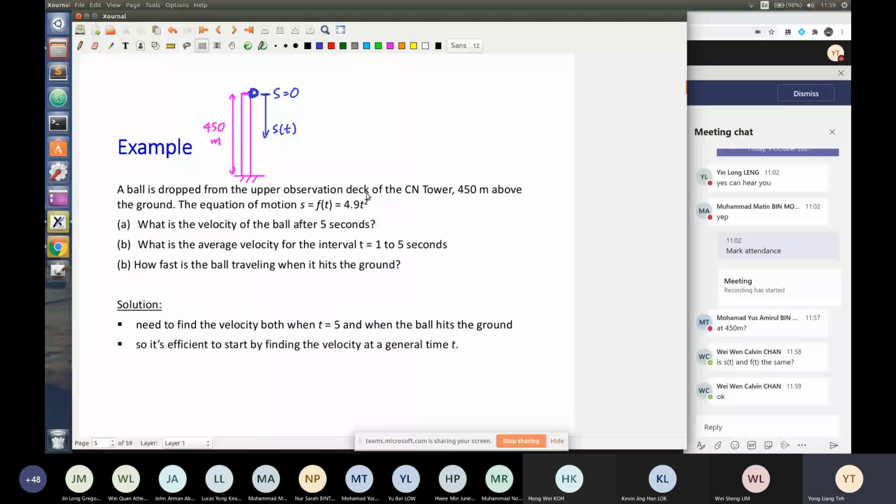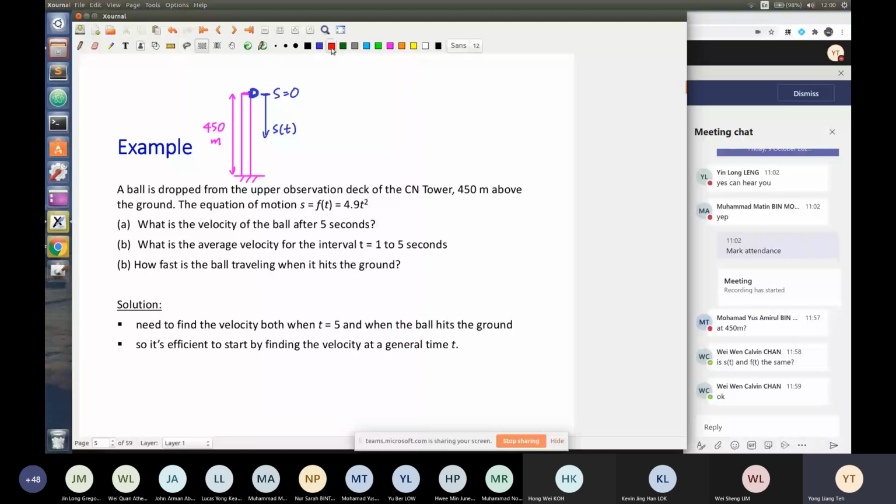So what is the velocity of the ball after 5 seconds? First, we have to find the velocity function. After we get the velocity function, we just sub in 5, so that's no big deal. That's for A. For B, what is the average velocity in the time interval t equals 1 to 5 seconds? That is practically finding the change in displacement over the change in time from 1 to 5 seconds. From a graphical perspective, this is finding the slope of the secant line.